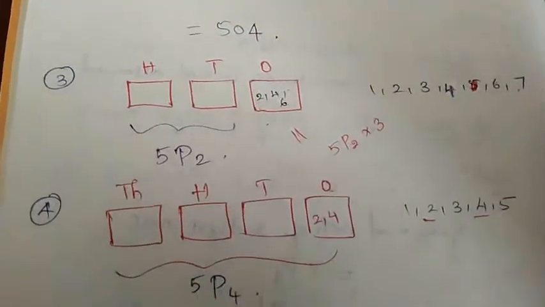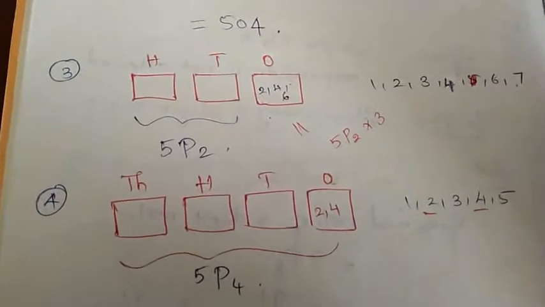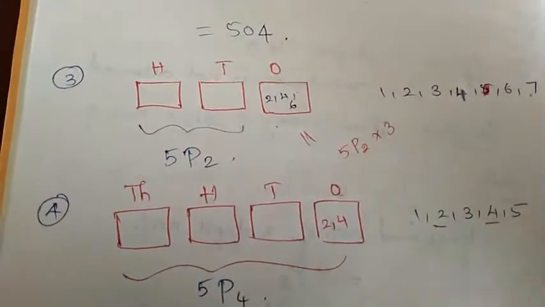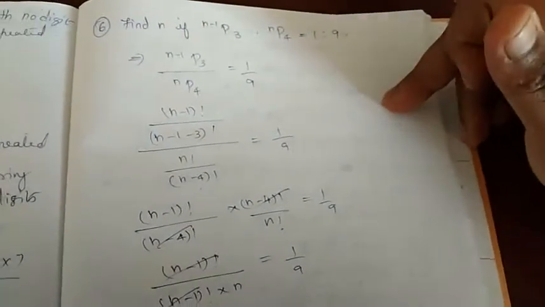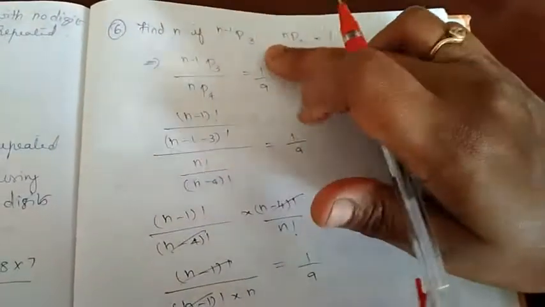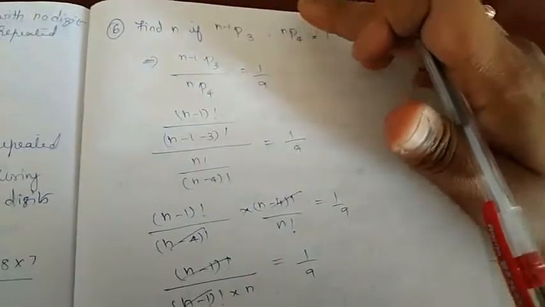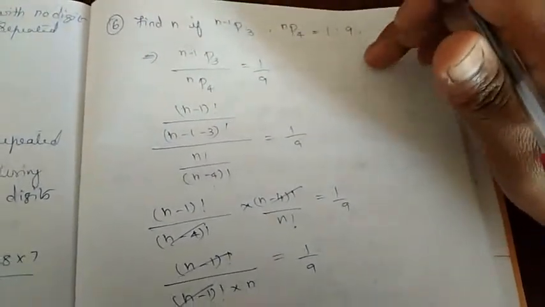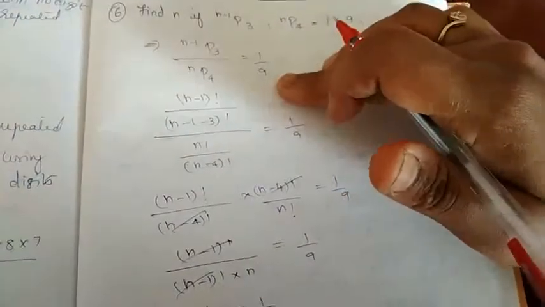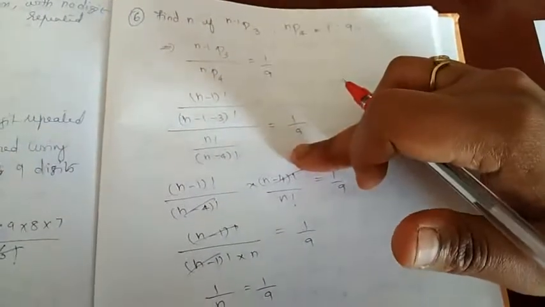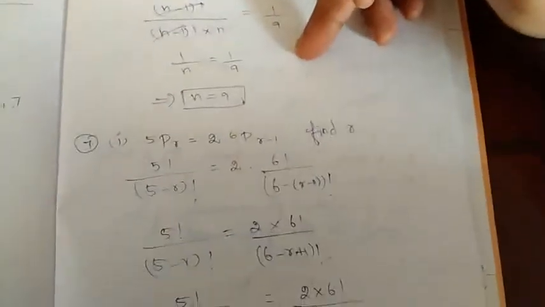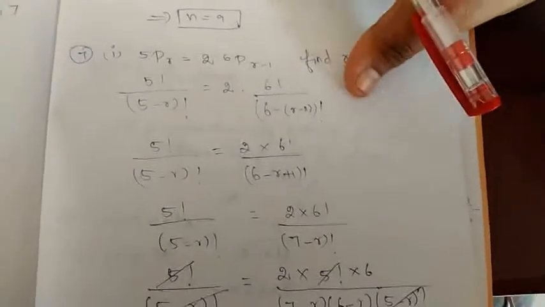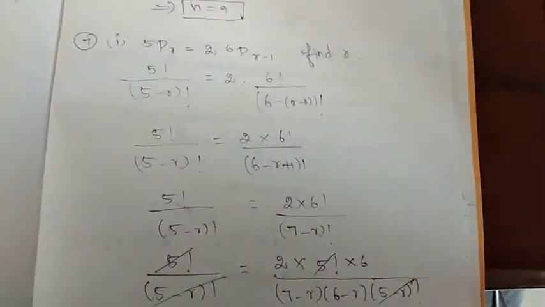Likewise, you have to solve problems based on permutations. Hope you people recall. There is another type of problem which can be asked, directly using the formula for permutation. Find n if (n minus 1)P3 is to nP4 is equal to 1 is to 9. Ratios can be expressed as fractions. Then apply the nPr formula, simplify using the properties and find n. So these kinds of problems can also be asked.